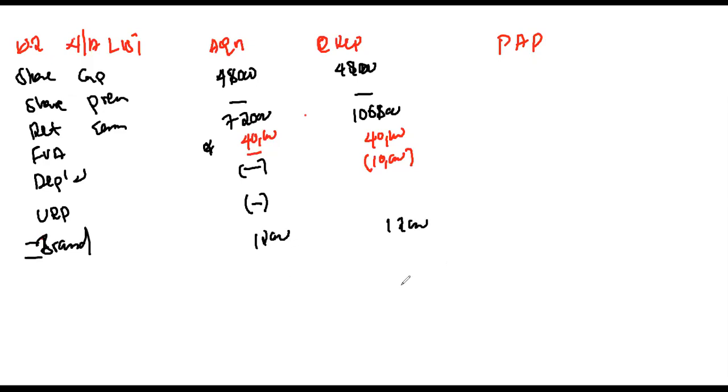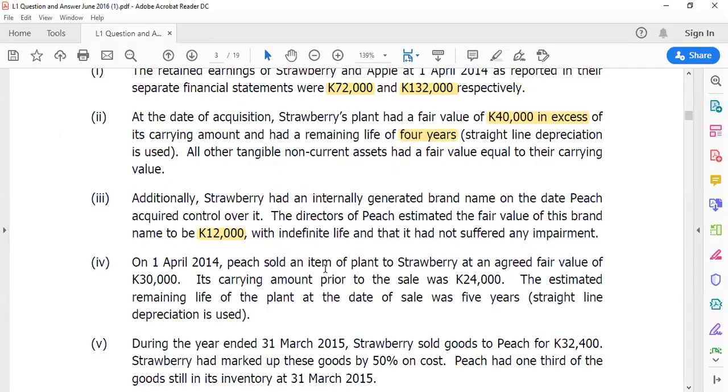Okay, there we go. Let's go back. 12,000 on acquisition and also at reporting, because it doesn't suffer any impairment. Excellent. There was no impairment. Remember, intangible assets are not depreciated there. They are simply reviewed for impairment every year. So because it has not been impaired, we simply put a 12.